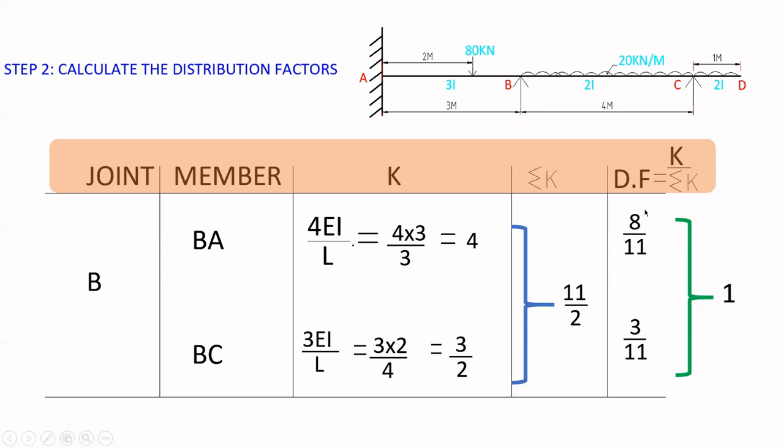To get the distribution factor, it is K over summation of K. So 4 divided by 11 over 2 gives 8 over 11, and for BC you get 3 over 11. The sum of the distribution factors should always add up to 1.